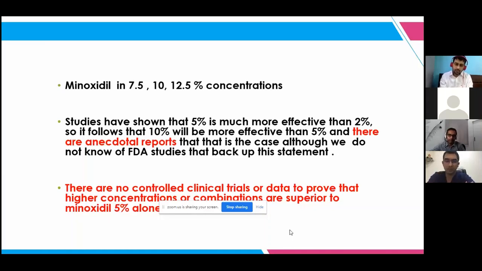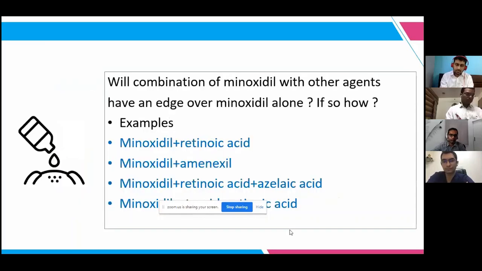Theoretically, 5% is definitely much more effective than 2%. And we thought maybe 10% would also be more effective than 5%. There are some anecdotal reports regarding that. But there are no controlled clinical trials or data to prove that concentrations above 5% are really superior. So that also we should keep in mind. We do try to give 10% initially for a few months, and later on we shift down to 5%. Most people do that in a few cases, but the data is not there.